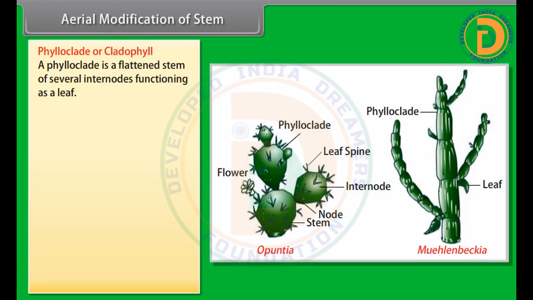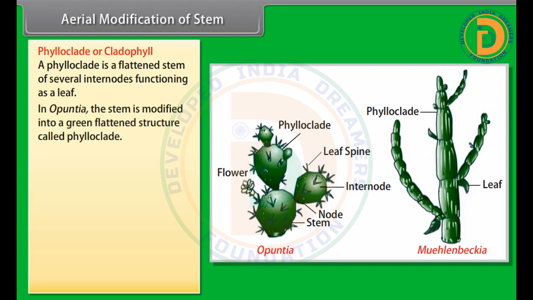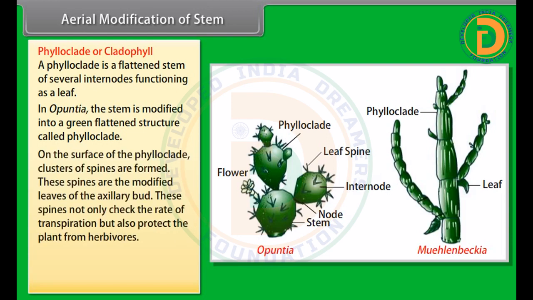Phylloclade or cladophyll. A phylloclade is a flattened stem of several internodes functioning as a leaf. In Opuntia, the stem is modified into a green flattened structure called phylloclade. On the surface of the phylloclade, clusters of spines are formed. These spines are the modified leaves of the axillary bud. These spines not only check the rate of transpiration, but also protect the plant from herbivores. The phylloclade has distinct nodes and internodes. Example: Opuntia.